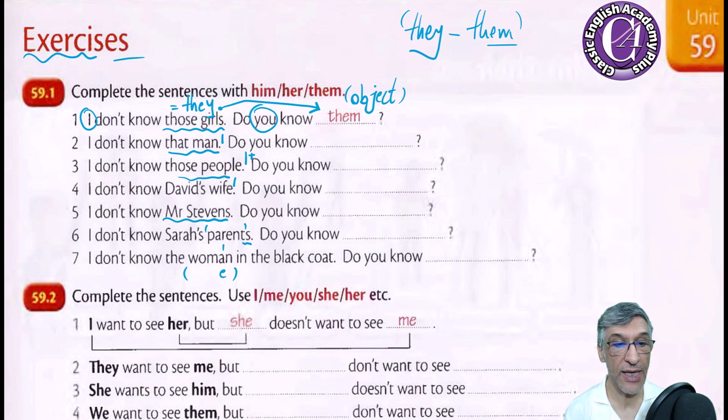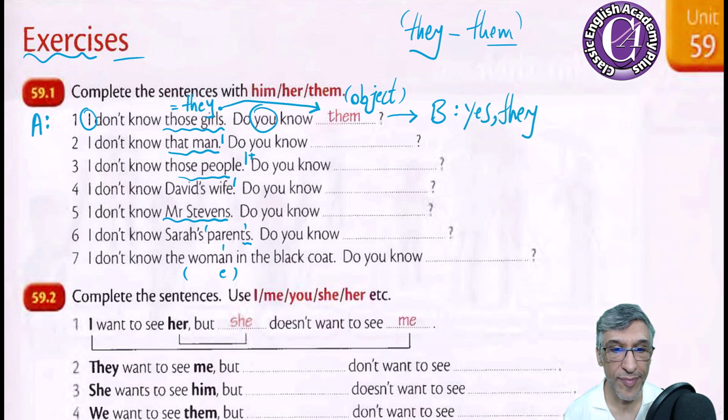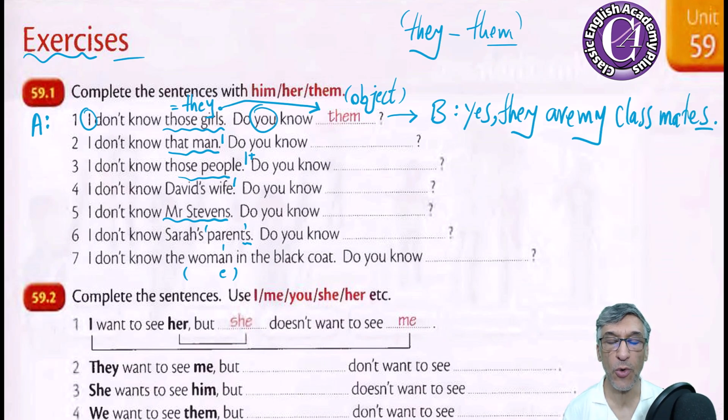Number 1. I do not know those girls. Do you know them? You can answer it. I am B, okay? The book is always A. There are many people here, 7 people, talking about different interesting things. And I would like to start speaking, answering them. I say, yes, they are my classmates, for instance. Classmates are those people who are in the same class.